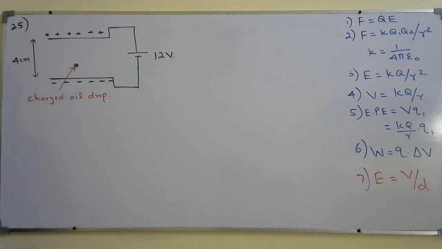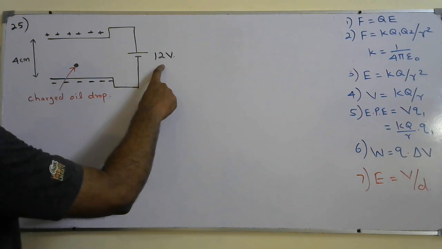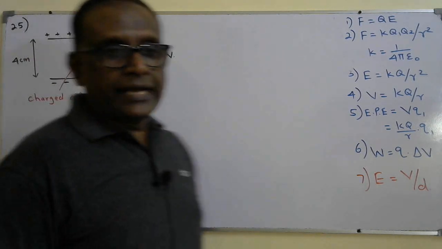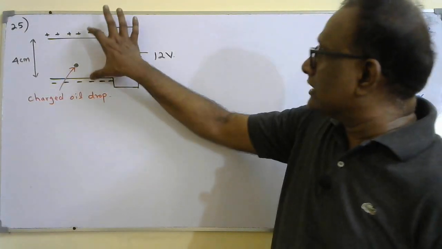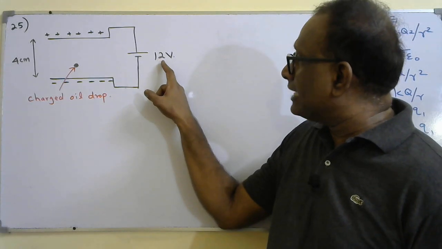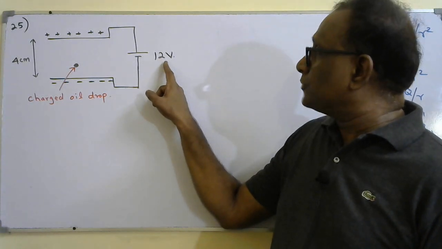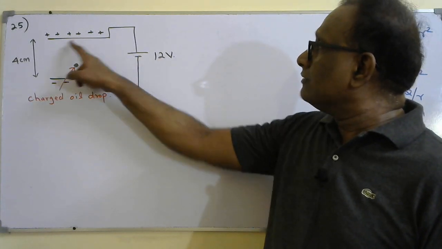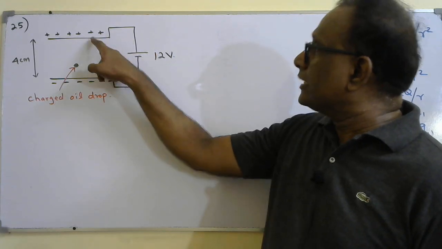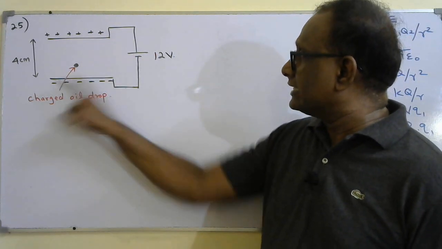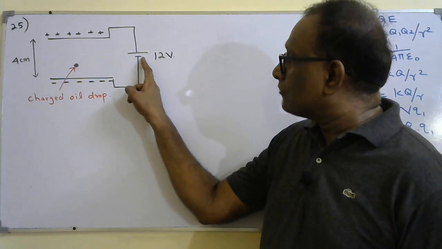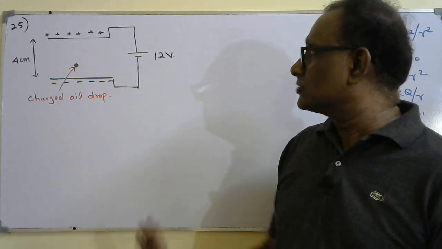Okay, so there could be a question like this. When you connect a DC power supply to parallel plates, the voltage across the parallel plates will become the same as the EMF of the power supply. The plate connected to the positive terminal will become positively charged, and the plate connected to the negative terminal of the power supply will become negatively charged. So you must know that.